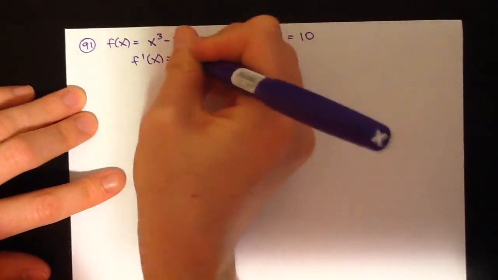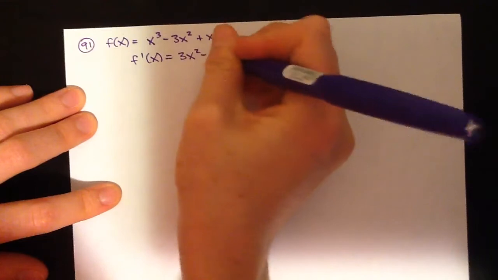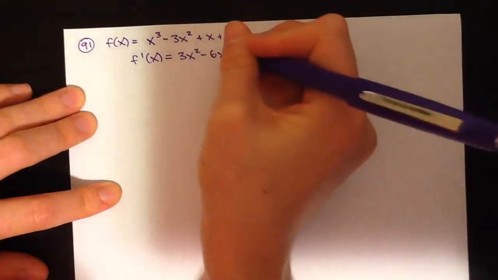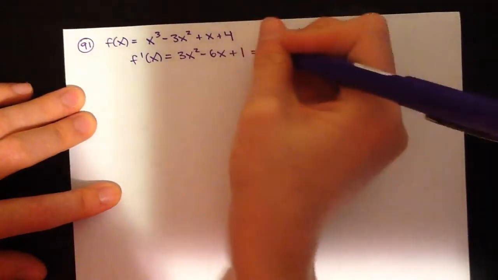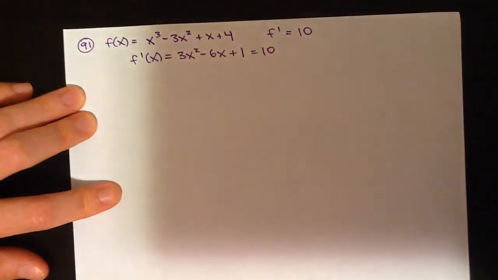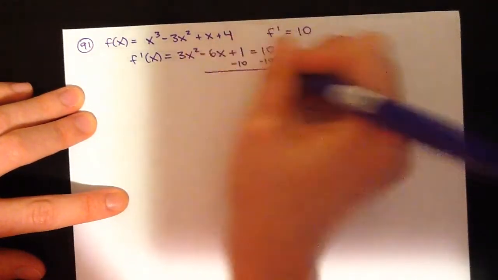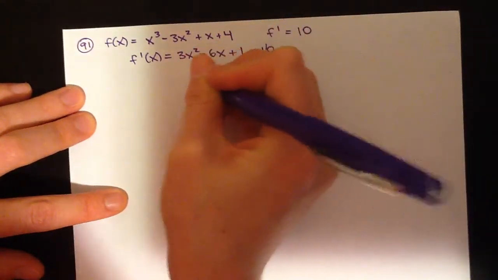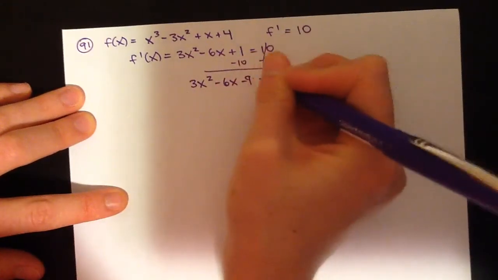Derivative of x cubed is a 3x squared, minus the derivative of 3x squared is a 6x. The derivative of x is 1, and of course the derivative of 4 is 0. We want my derivative to equal 10. So I'm going to be solving for x. Since it's a quadratic, you should hopefully assume I will be finding 2 places where the derivative is 10. I start by subtracting 10 from both sides. So I get 3x squared minus 6x minus 9 equals 0.